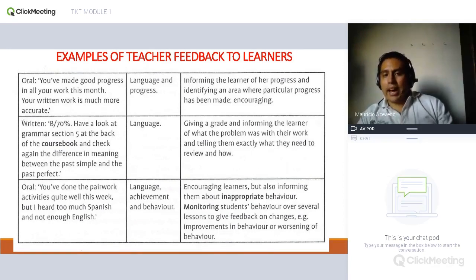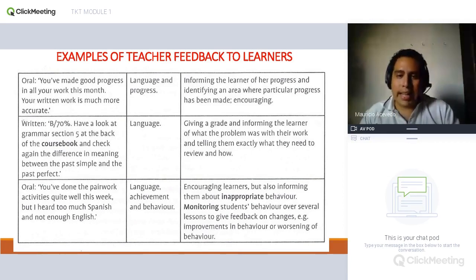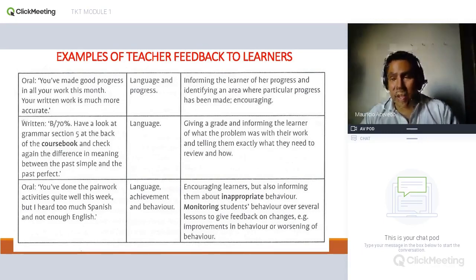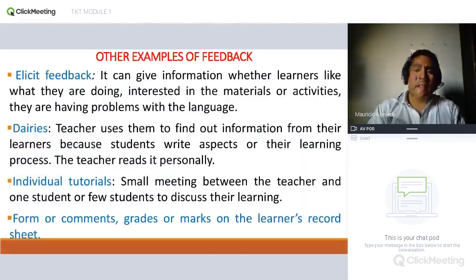So as you can see, what it tries to say is that we can monitor our students. Okay, we can check their behavior and so on.